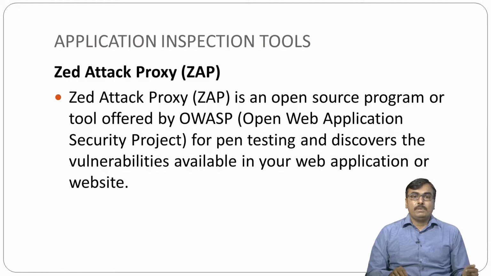ZAP is an open source program or tool offered by OWASP. OWASP is nothing but a project, the Open Web Application Security Project, for pen testing and discovering the vulnerabilities available in your web application or website. So, it will find the various vulnerabilities inside the website.